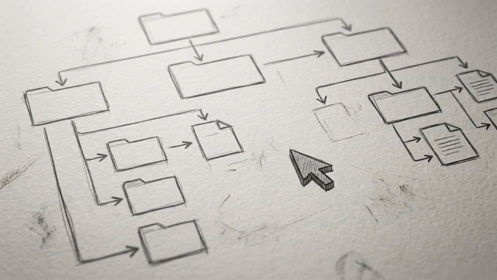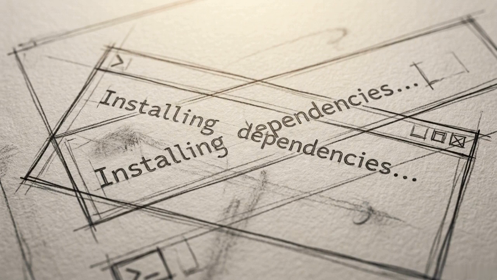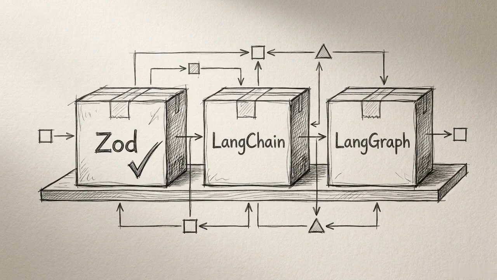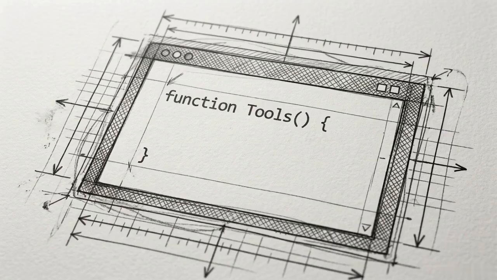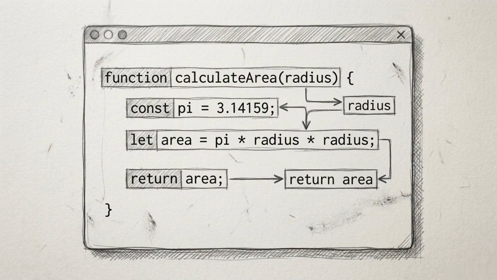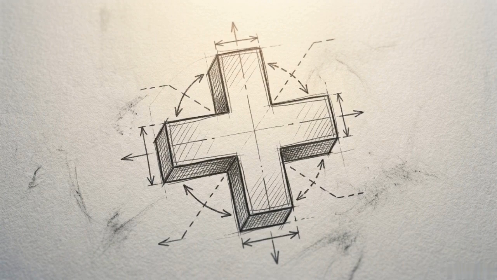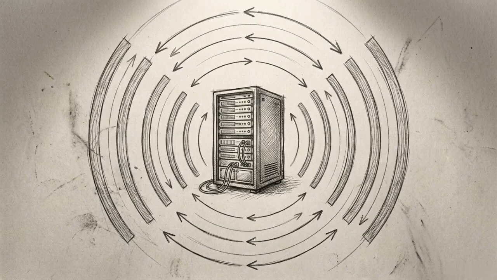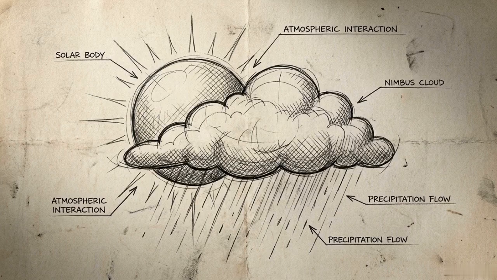We start the build by setting up a Node.js workspace. You initialize your project and install the core LangChain and LangGraph packages, along with Zod for data validation. We give the agent its capabilities by defining tools. In LangChain, a tool is a standard JavaScript function mapped to a specific objective. You write a function for addition, another for multiplication, and a mock API call to fetch local weather data.